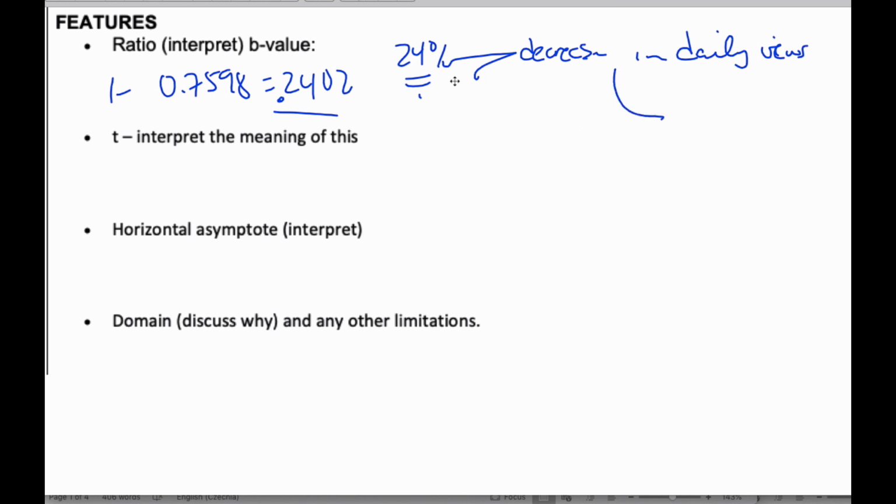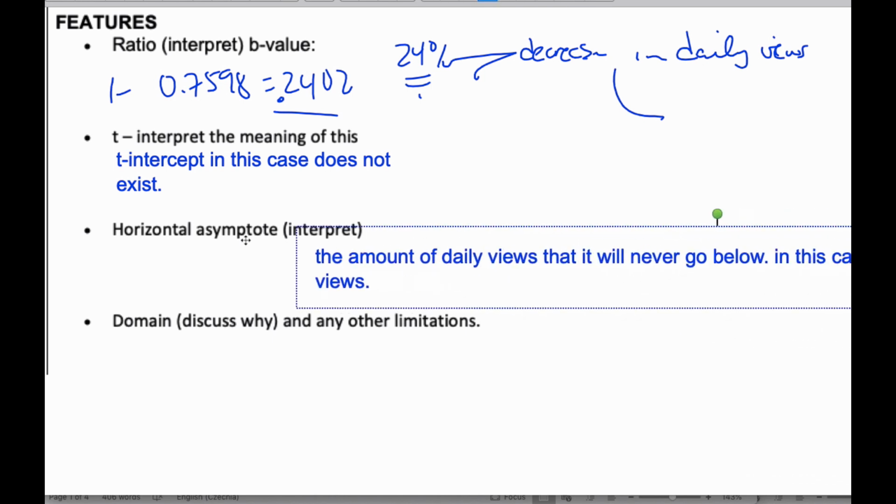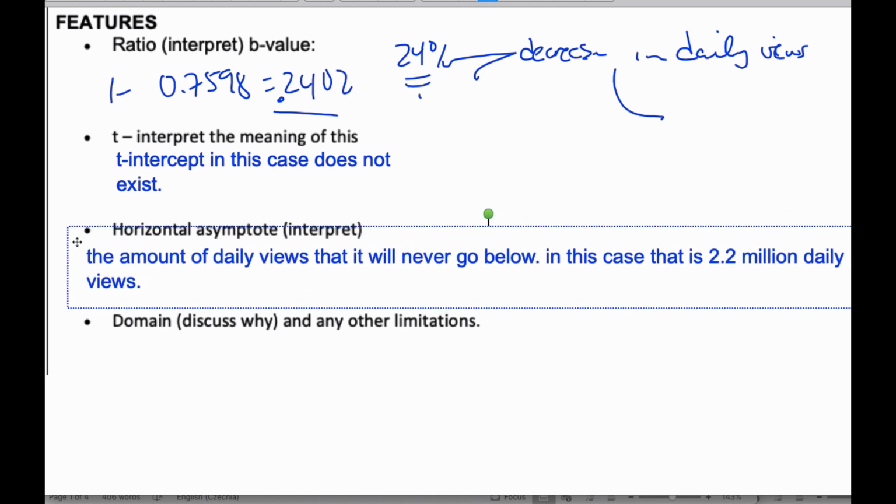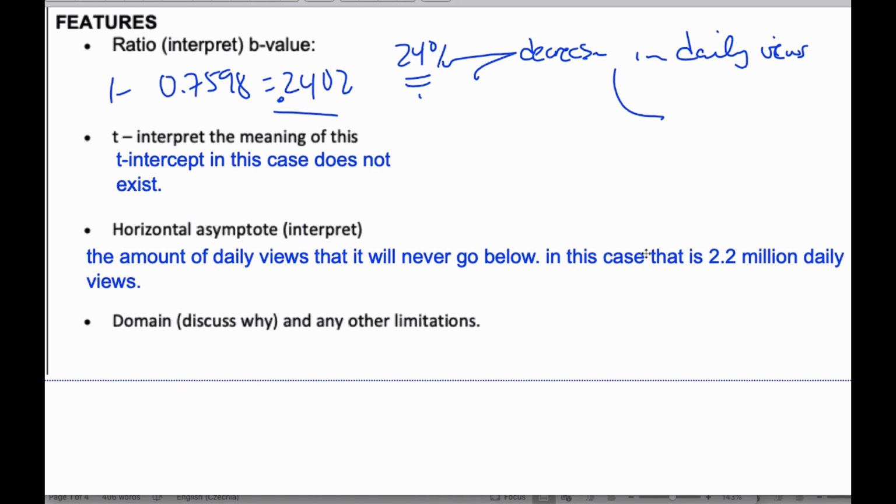What does the t-intercept mean? Well, the t-intercept, where is it across the t-axis? In this case, it does not exist. It's impossible to cross that axis because we have an asymptote at 2.2 million views. The horizontal asymptote, what's that talking about? Well, the horizontal asymptote is the amount of daily views that it will never go below. In this case, it is 2.2 million daily views.